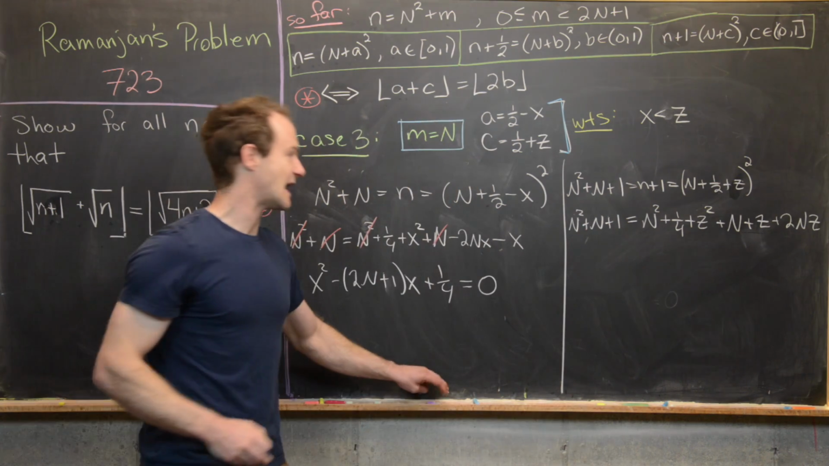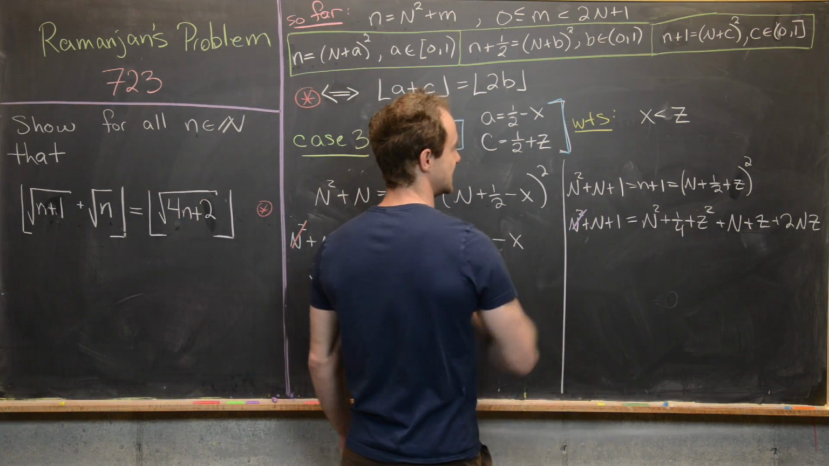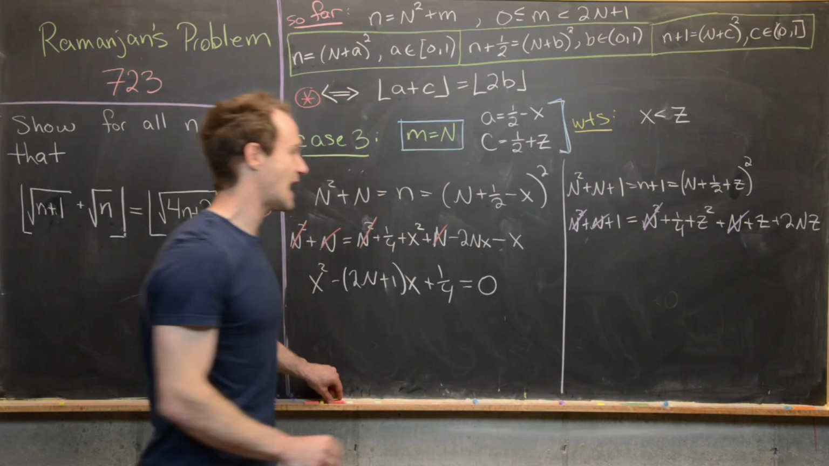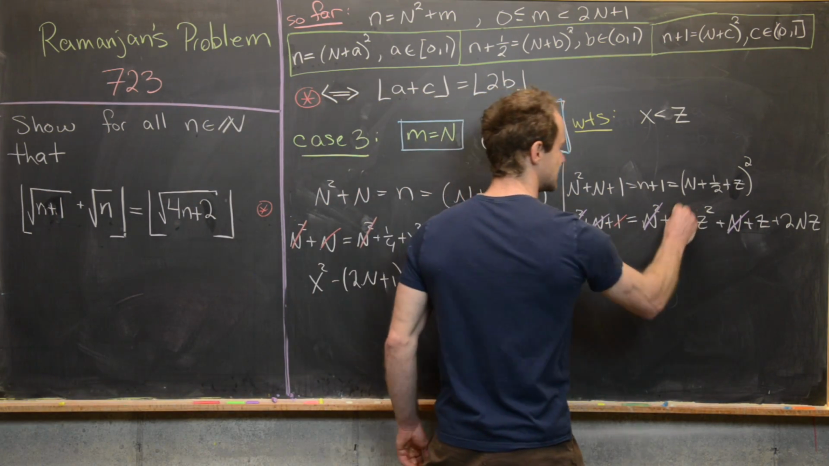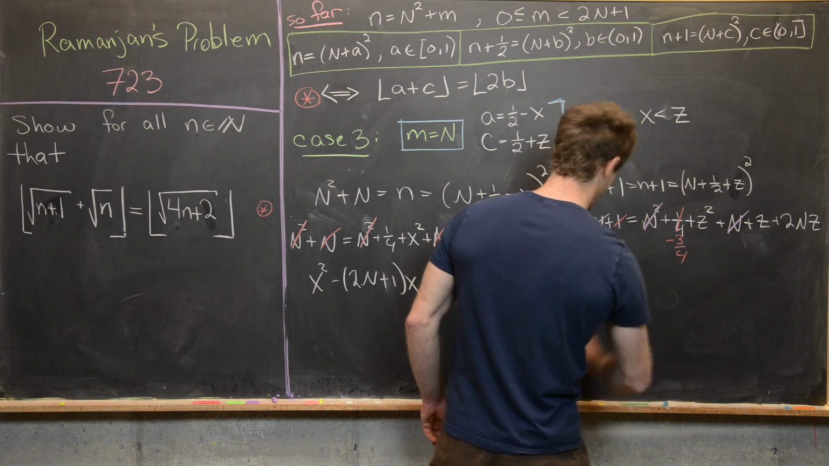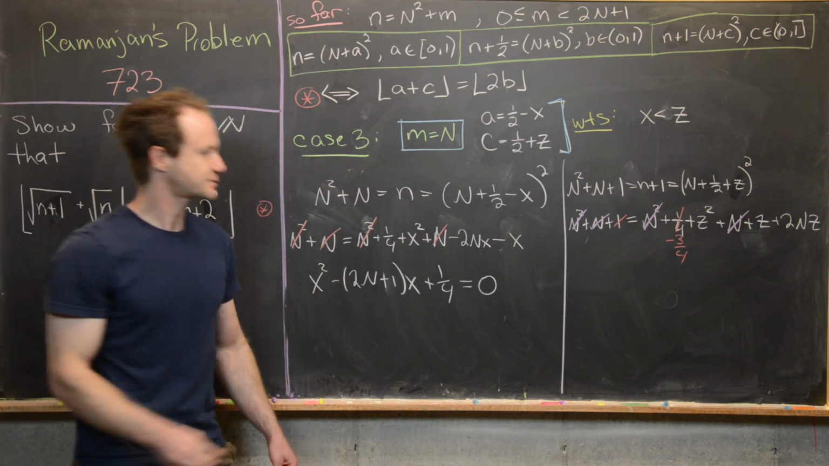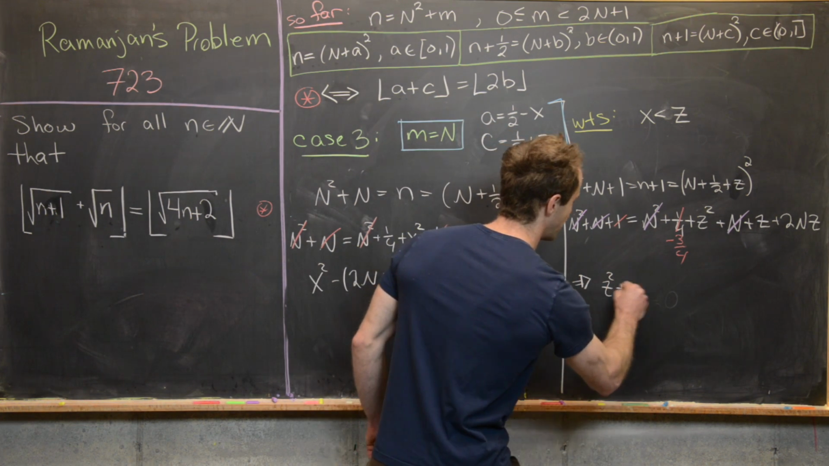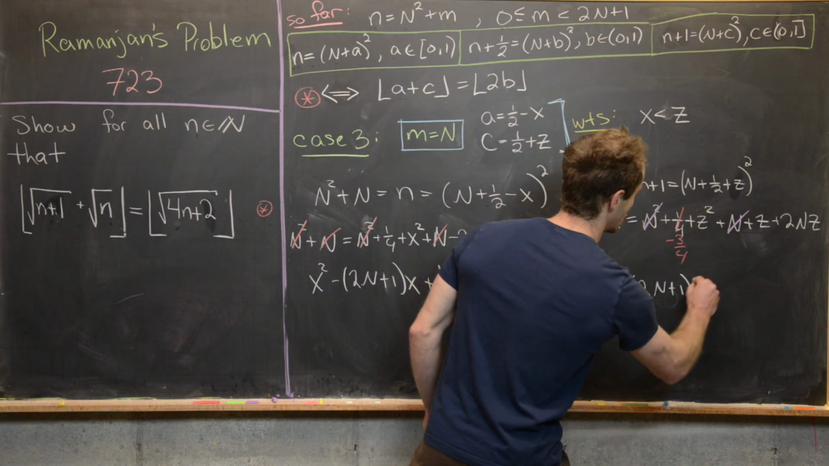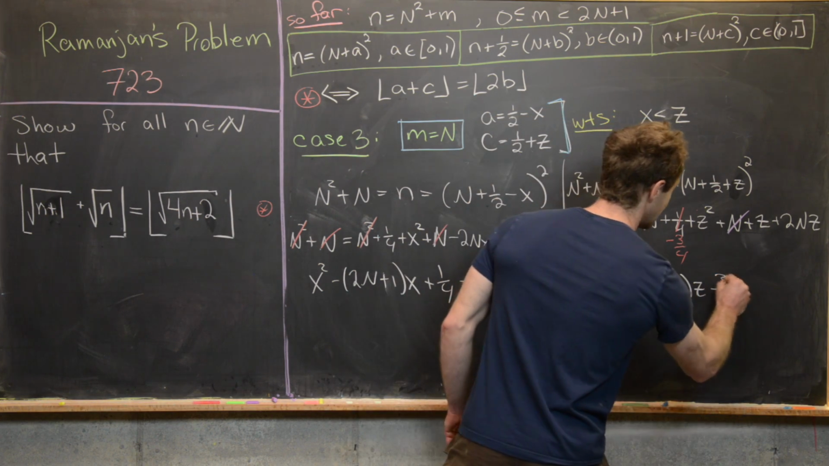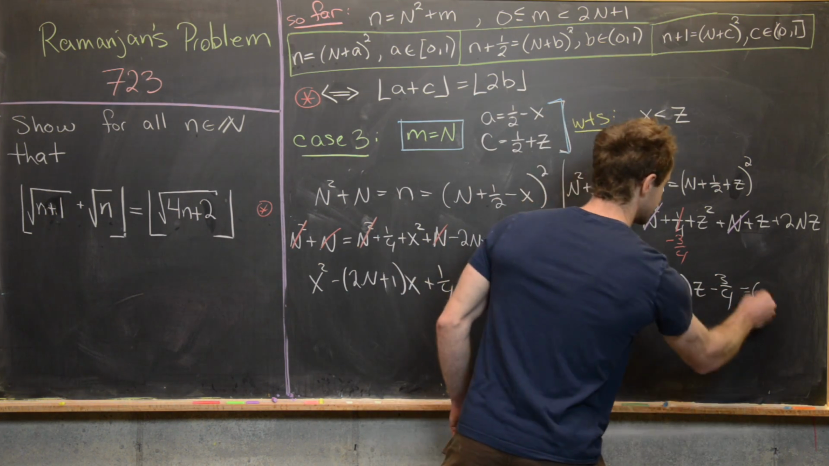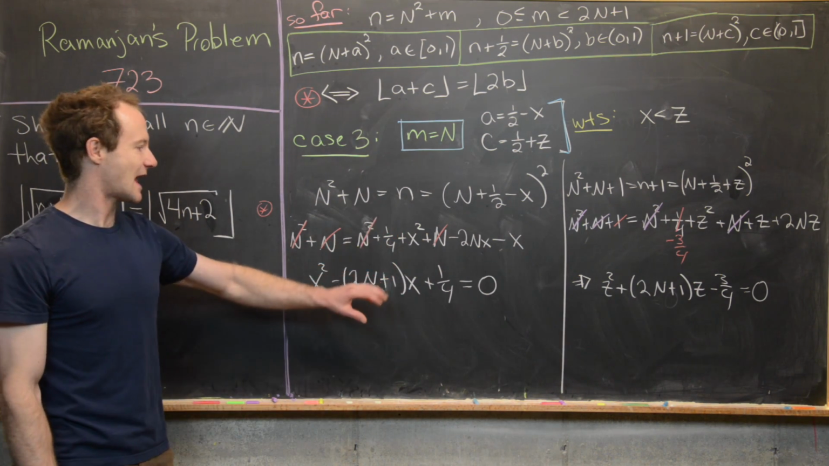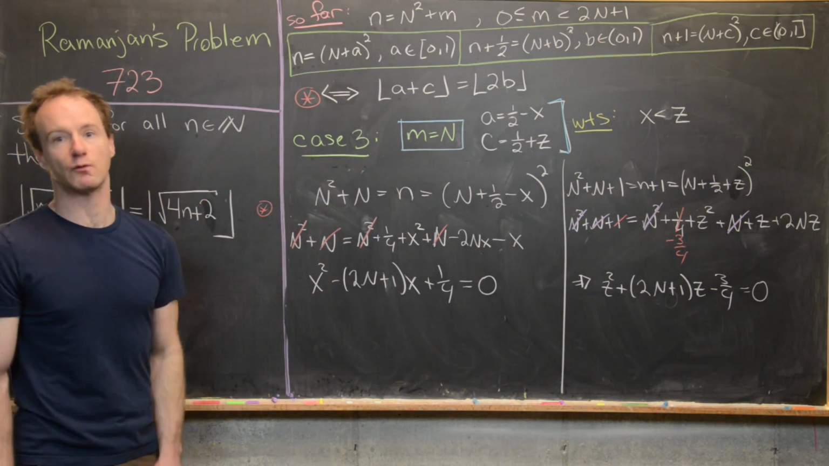Great. And now notice some stuff cancels. So this n squared cancels this n squared. This n cancels this n. And now we can take this 1 and move it to this side of the equation if we end up with a minus 3/4. So let's see what that gives us. That's going to give us z squared plus 2n plus 1 times z minus 3/4 equals 0. Okay, fantastic. So that's a good place to stop that. I'll erase this bit, bring this up here, and we'll finish it off.